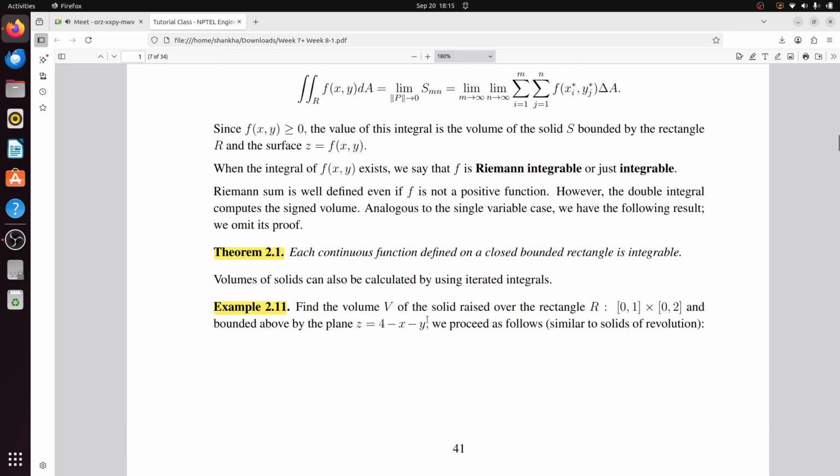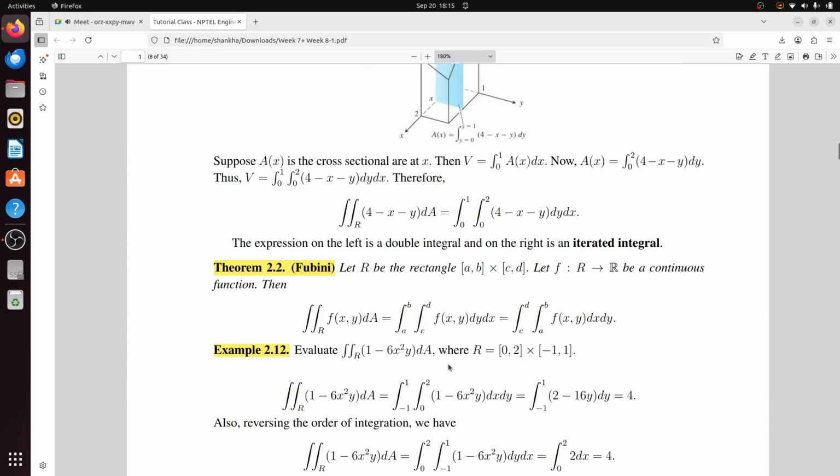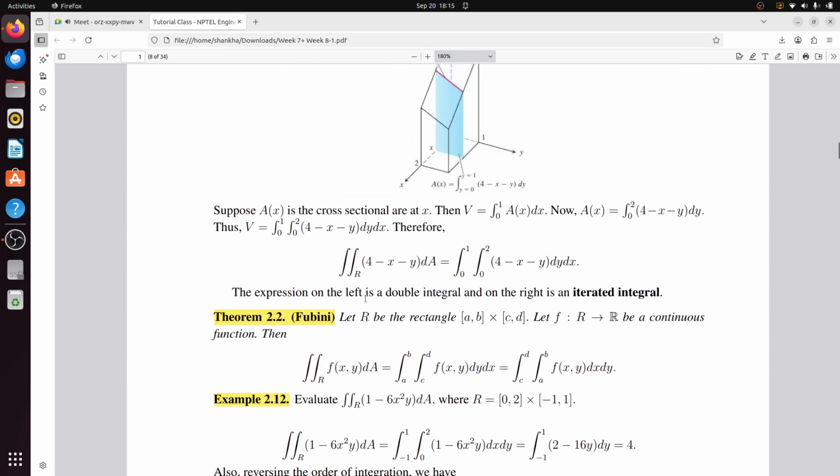You need to find the volume V of the solid that lies over the rectangle 0 to 1 cross 0 to 2 and lies below the plane z equal to 4 minus x minus y. We proceed as follows. So this is your domain R. Your integrand is 4 minus x minus y. You just need to integrate from 0 to 1 and 0 to 2. You will get the answer.